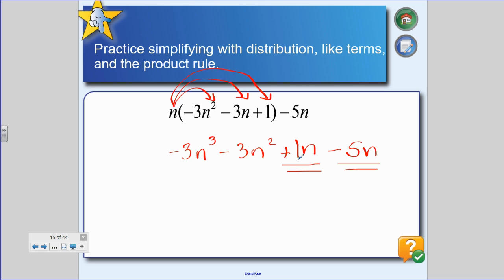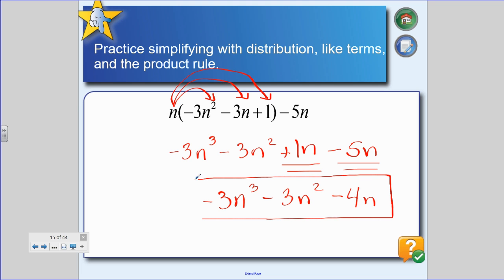So we have to add the n terms together. You got plus 1 and a minus 5. Signs are different. Take the difference. And that is going to give you minus 4n to the first. Now, these things all have n in them. But once again, those are not like terms because the dimensionality of the n's does not match.